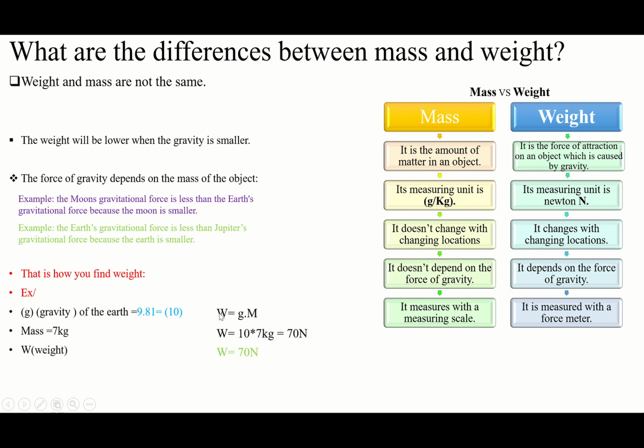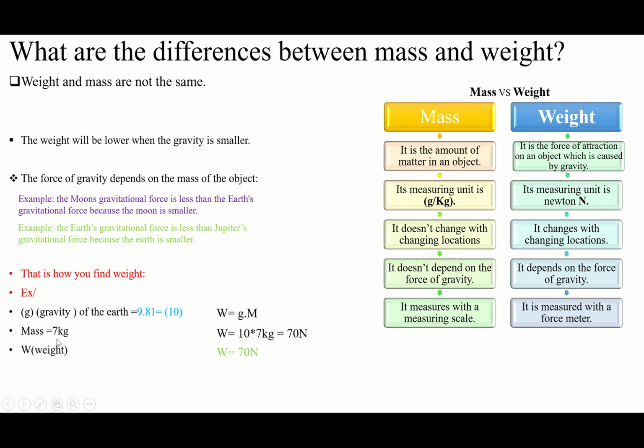It means that's how we find weight. Once someone tells you the mass, you have to multiply it by 10 because 10 is the gravity. If you multiply 10 by the mass directly, you will find the weight. So now weight is 70 Newton. So every time you have to know that gravity is always 10. It's constant. It will not change. On the Earth, gravity is 10.